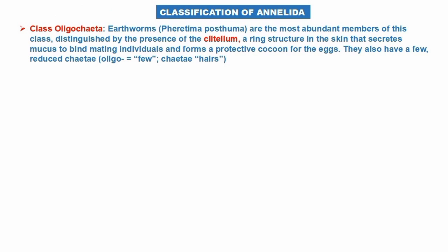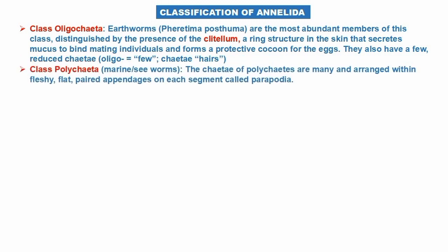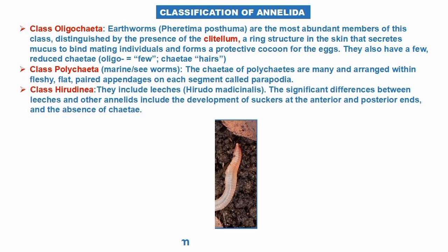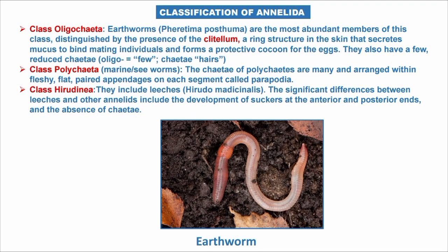Classification of Annelida. Number one is Oligochaeta. A typical example is the earthworm. They are the most abundant members of this class, distinguished by the presence of the clitellum, a ring structure in the skin that secretes mucus to bind mating individuals and forms a protective cocoon for the eggs. They also have a few reduced chaetae. Oligo means few, and chaeta means hair. You need to understand what Oligochaeta means.